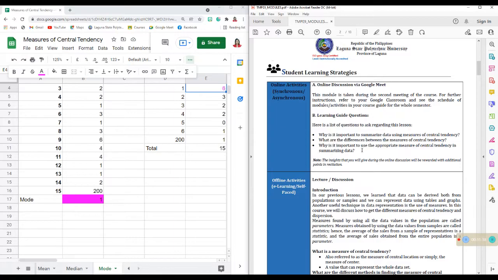Next, why is it important to use the appropriate measure of central tendency in summarizing data? Ayun, yun nandun sa final note, yun ang sagot dito. Okay, so kung nakinig kayo ng maayos dito sa video, kayang-kaya nyong sagutin yung mga tanong dito sa learning guide questions kung kayo man ang tatawagin ko sa recitation.